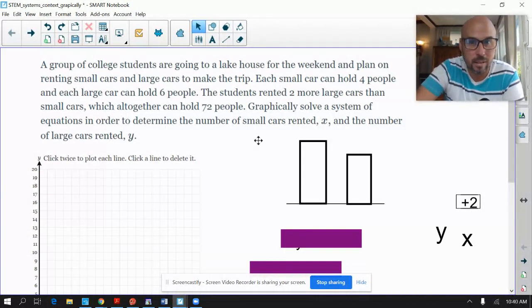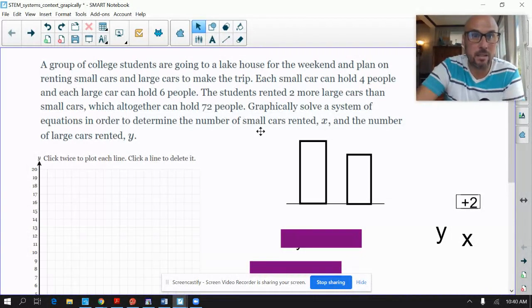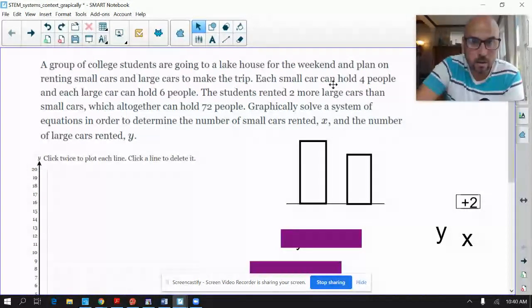Now also realize that x is not going to be 2.5, because the group of college students can't have 2.5 small cars. All these answers have to be integers, non-negative integers. x can't be -2 either. How can you have -2 small cars? Well, you've got small cars that can hold 4 people, large cars can hold 6 people. And then they rented 2 more large cars than small cars.